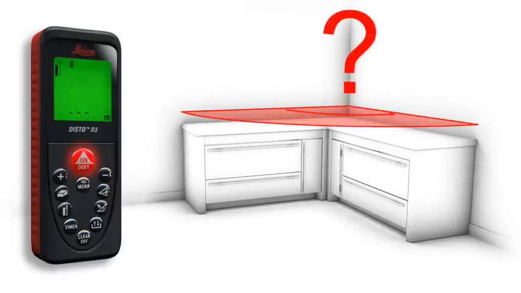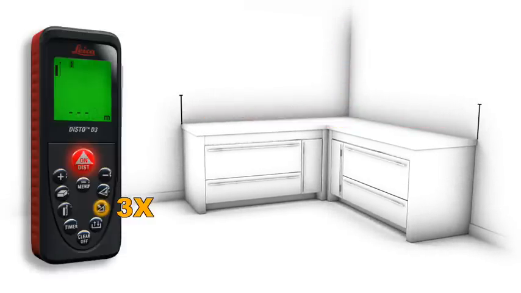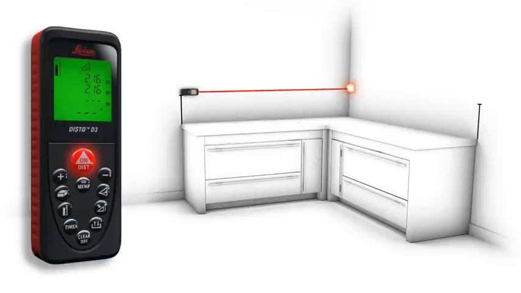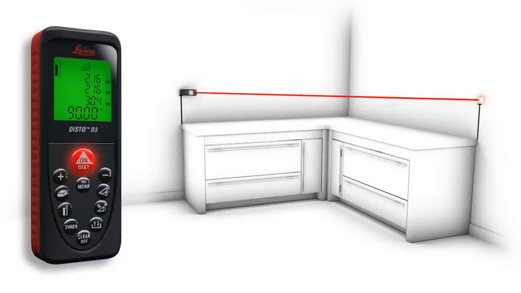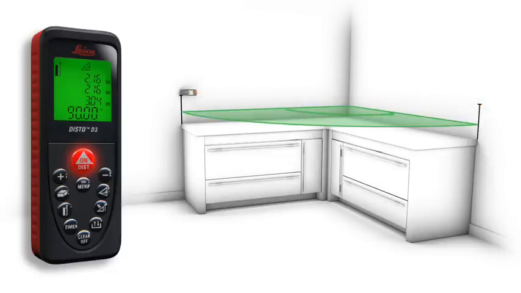You would like to check a 90-degree angle? With the room corner angle function, this is possible, quick and simple. First, you measure the two sides and then take the length of the diagonal as the third measurement. You see immediately if the room angle is correct.